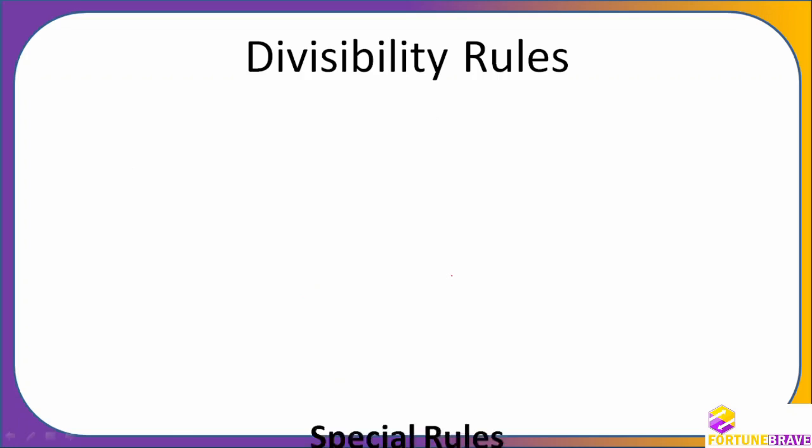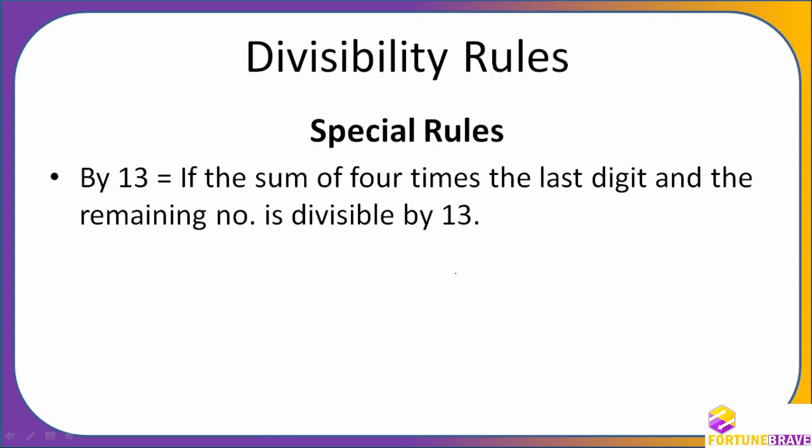Right. So the next special rule is for 13. I am going to teach you up to 15, above 15 is not much required. For 13, if the sum of 4 times the last digit and the remaining number is divisible by 13, then the number is divisible. Please observe, this is a sum here. I am bored with this red color, so I am going to take one more color, blue. Any examples here?